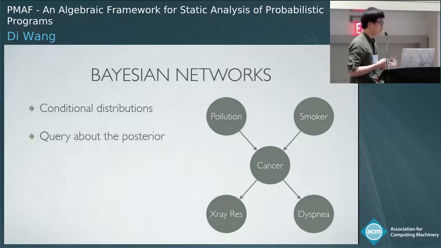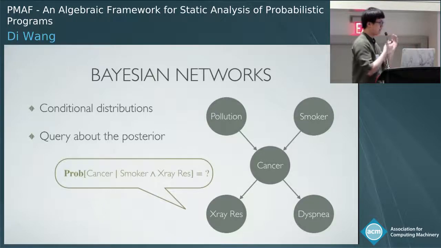A typical query we want to know about this network is about the posterior distribution specified by the network, such as: if I know the X-ray result is positive and the person is a smoker, what's the probability that he has cancer?